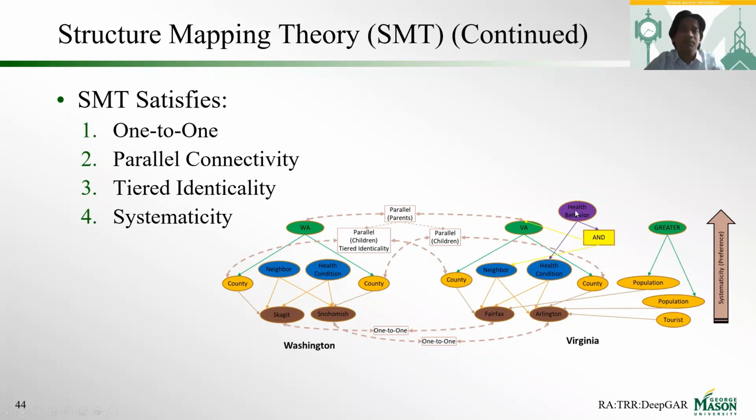So that is called systematic preference. When you have these two matchings, which do you choose? You choose the one which actually has more hierarchical structure. That is called systematicity. So we need to maintain these four things. Otherwise, we cannot implement this SMT for analogical reasoning in deep learning.